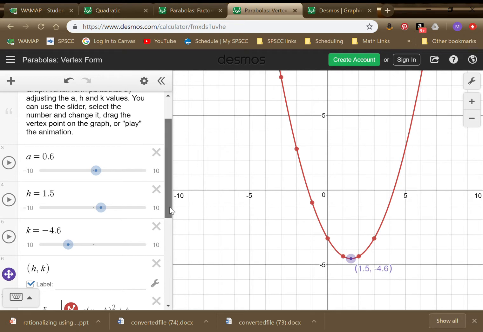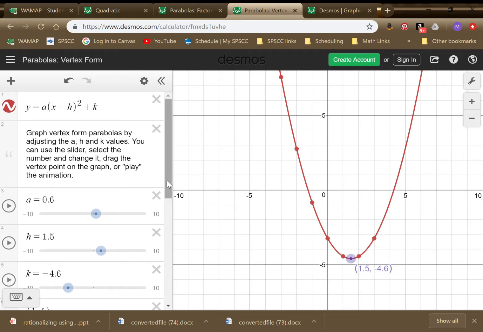So vertex form is powerful in that it tells us whether the graph opens up or down, is skinny or wide, and it tells us without doing any extra work exactly where the vertex is. If we want to know where the y-intercept is, like right now it looks like it's at (0, -3.25), we'd actually have to plug 0 in for x and crunch through this a times (-h)² plus k to find that.